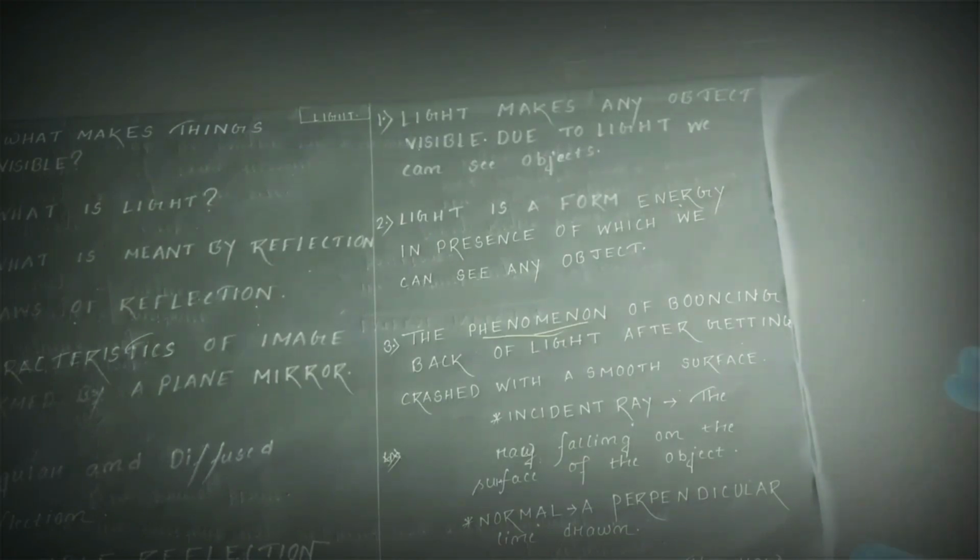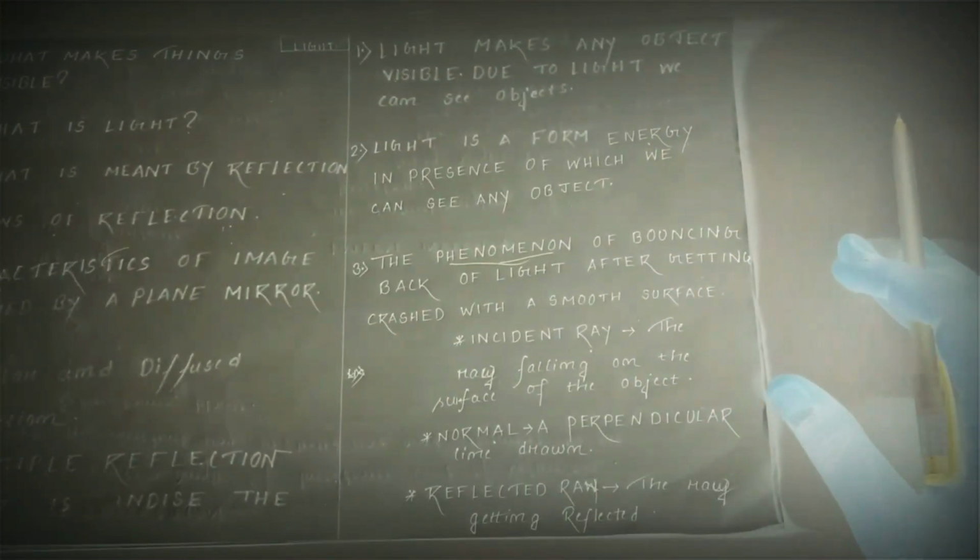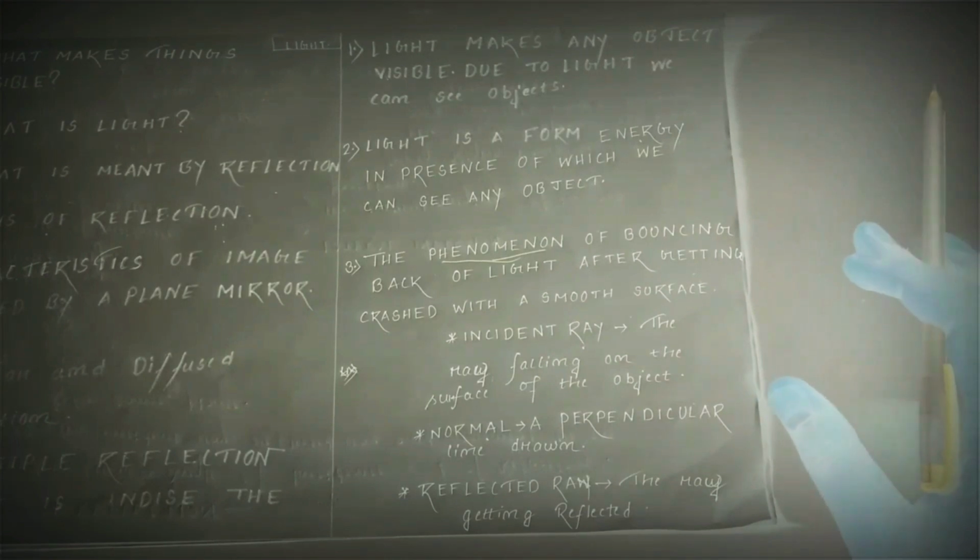Let's move on to the third question. It says, what is meant by reflection? So the phenomenon of bouncing back of light after getting crashed with a smooth surface will be called the phenomenon of reflection. Now what does this actually mean?